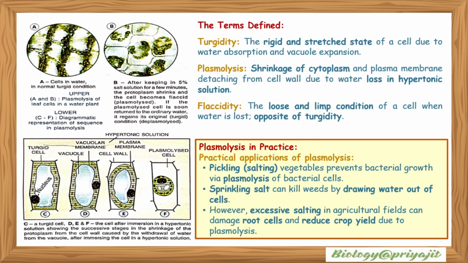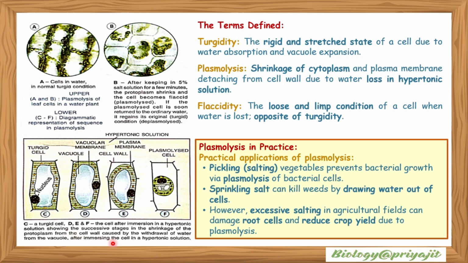Flaccidity: the loss and limp condition of a cell when water is lost, that is opposite of turgidity. Practical applications of plasmolysis: pickling and salting vegetables prevent bacterial growth via plasmolysis of bacterial cells; sprinkling salt can kill weeds by drawing water out of cells. However, excessive salting in agricultural fields can damage root cells and reduce crop yield due to plasmolysis.